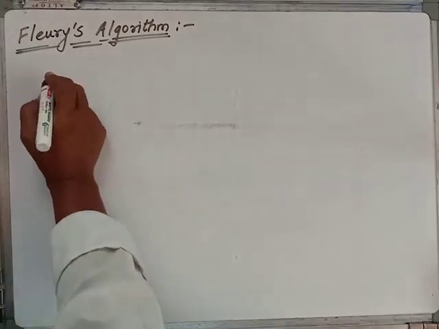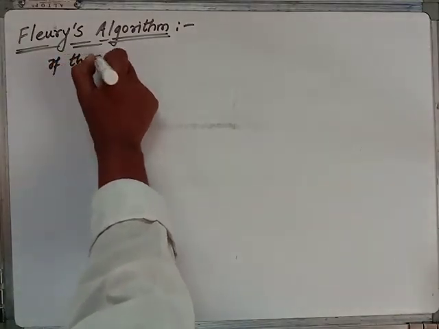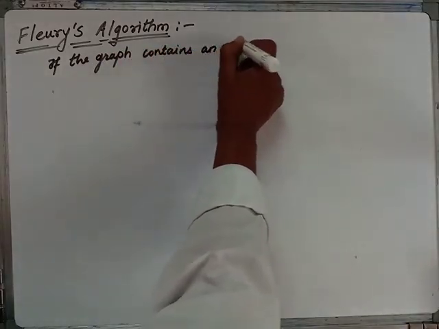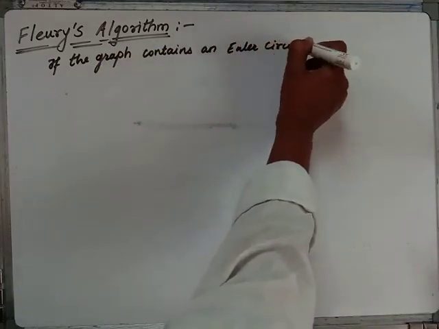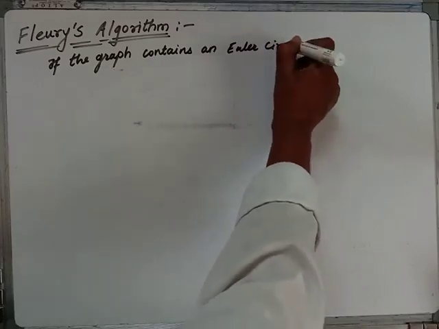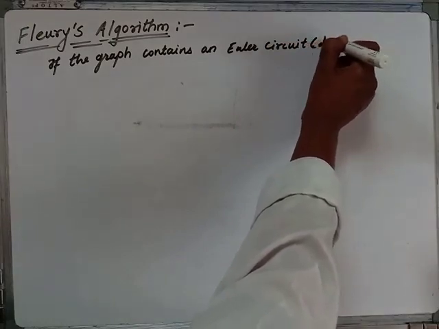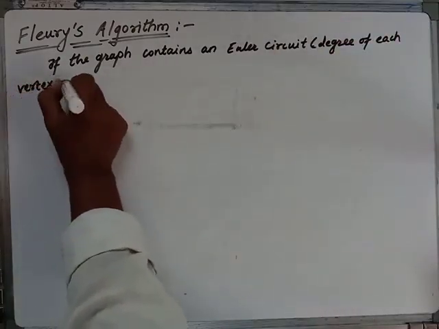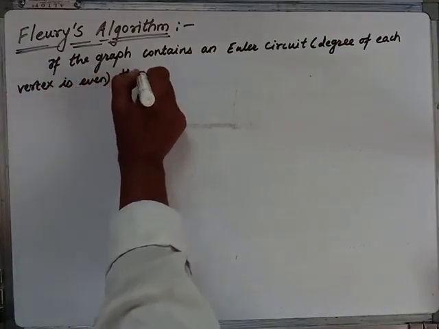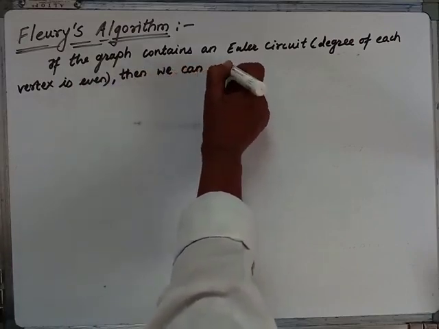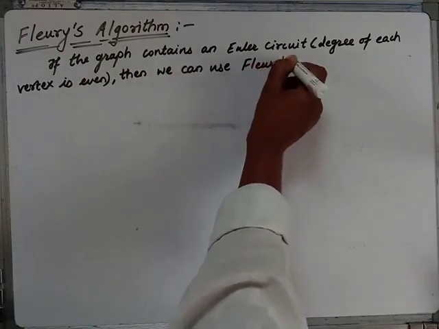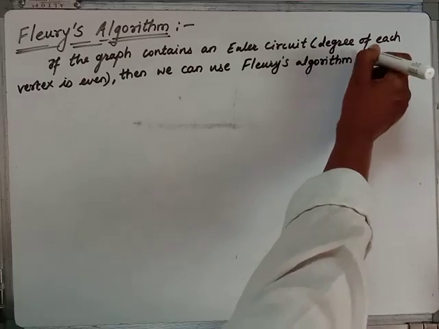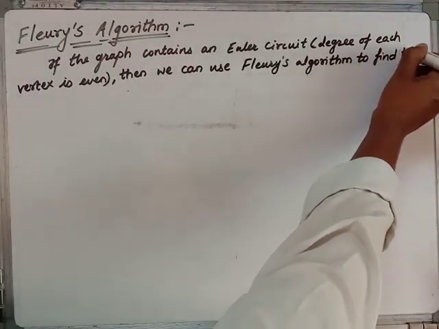Fleury's algorithm, as I say: if the graph contains an Euler circuit, that is, the degree of each vertex is even, then we can use this Fleury's algorithm to find the Euler circuit.